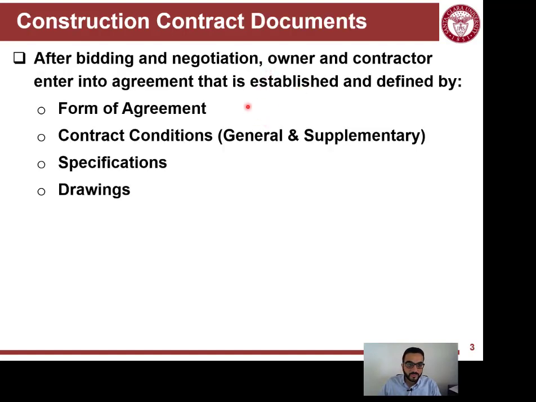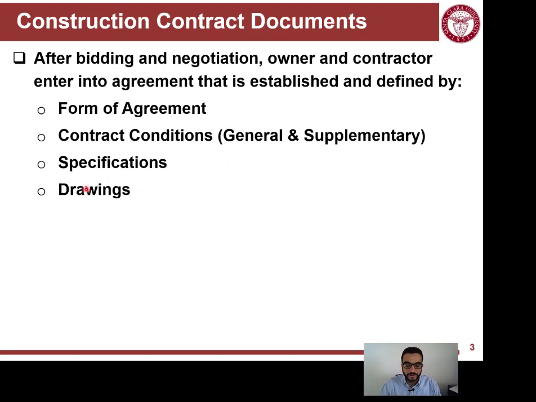So in the previous lessons, we learned about bidding, the bidding process and negotiation after awarding the contract. So once the bid is over and they are now finalizing the contract, executing the contract, that means that they are approving the contract documents that form this contract. So there's the form of agreement, the contract conditions, and then specifications and drawings. Typically, specs and drawings are the ones that were already shared in the bid.